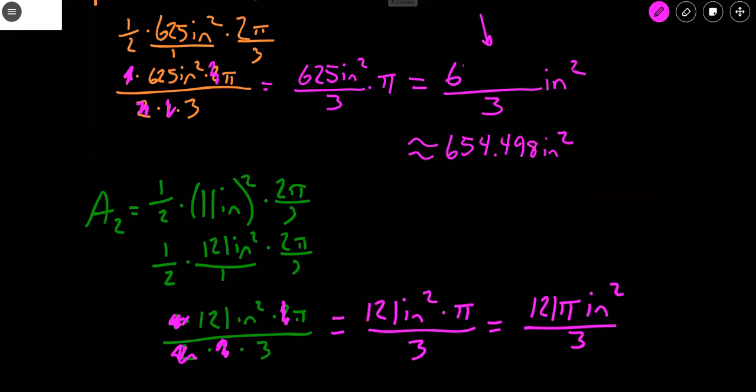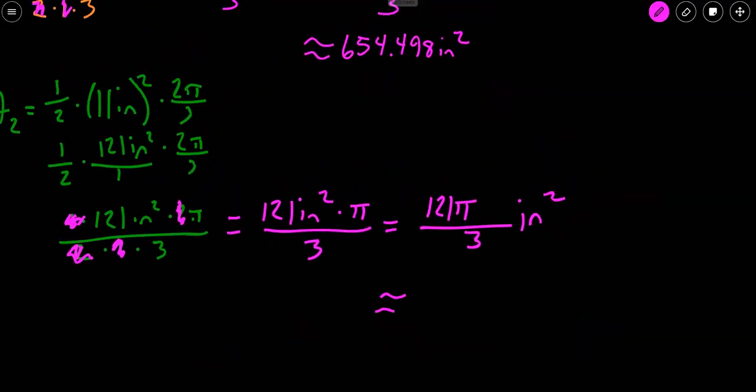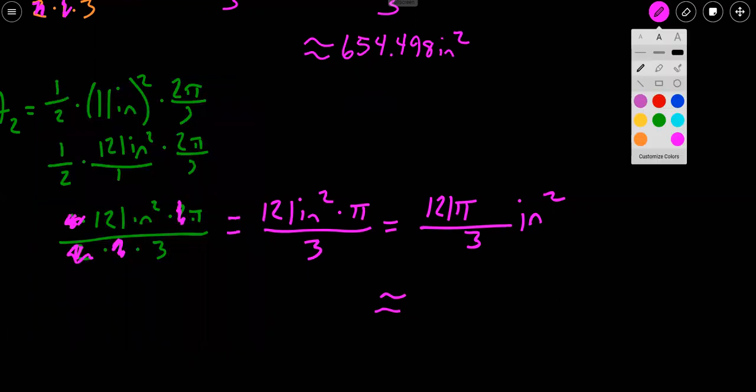It reads more nicely that way. 625 pi or 121 pi over 3 square inches. And of course, then I can move the square inches outside of the fraction. So that's the exact value. And then again, I can figure out the approximate value by just multiplying some stuff out. 121 times pi, it's going to give me 380 point blah, blah, blah. I'm going to divide that by 3, and that's going to give me 126.711 square inches.